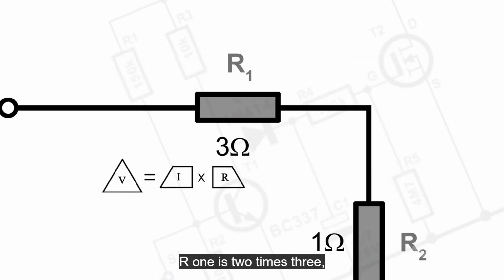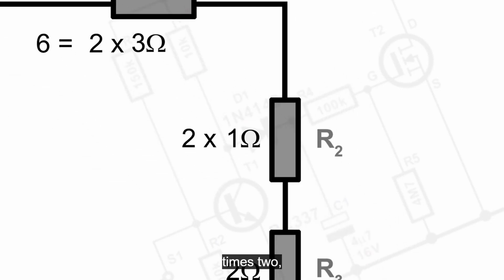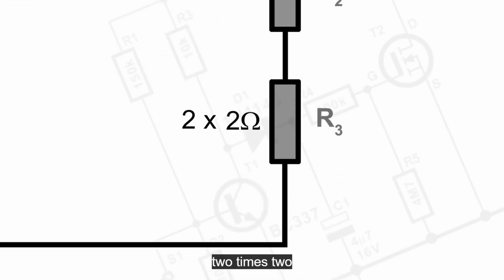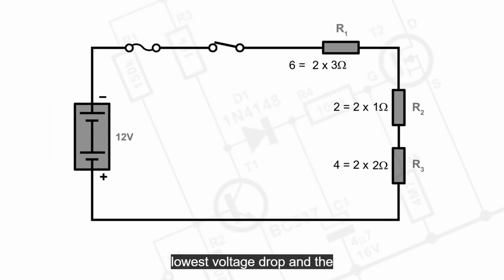The voltage drop at R1 is 2 times 3, which is 6 volts. At R2, it's 1 times 2, which is 2 volts. And at R3, it's 2 times 2, which equals 4 volts. The smallest resistance has the lowest voltage drop, and the largest resistance has the highest.